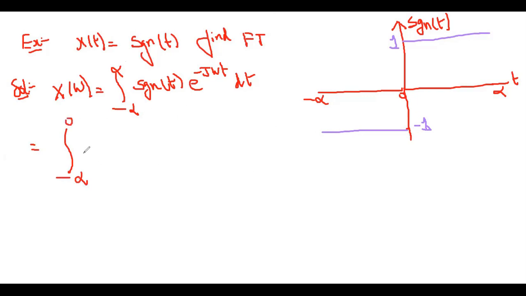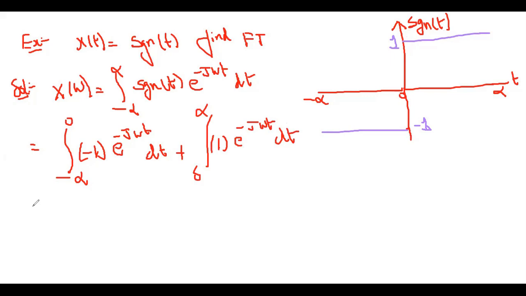The magnitude is minus 1. Minus 1 into e power minus j omega t dt, plus the second part, which is the integral from 0 to infinity. The signum of t has magnitude 1, so it is 1 into e power minus j omega t dt.